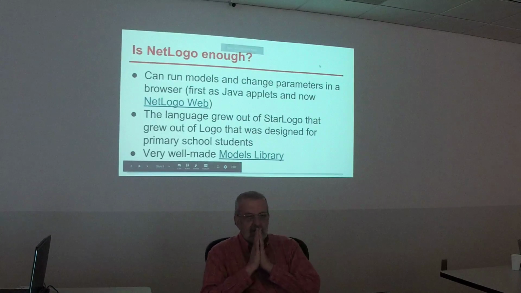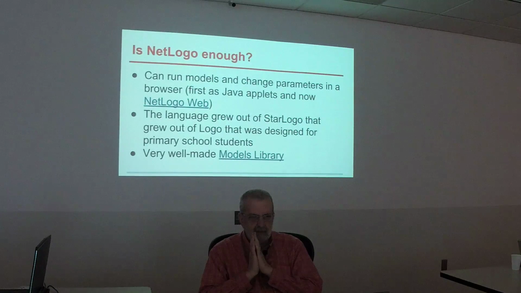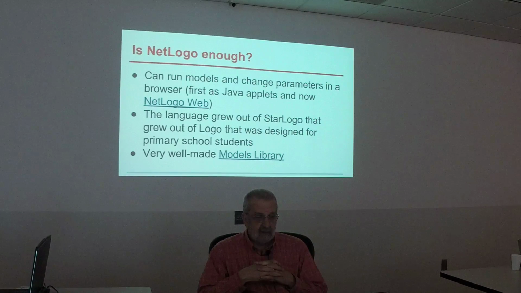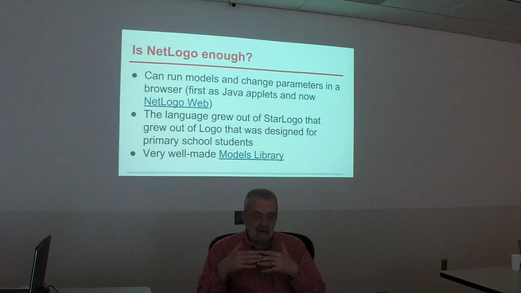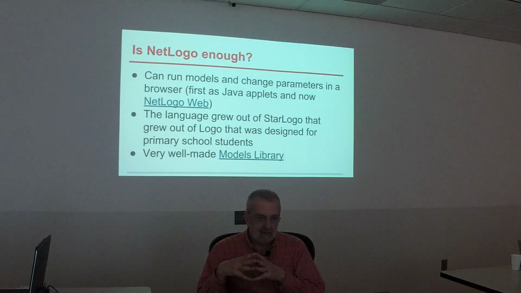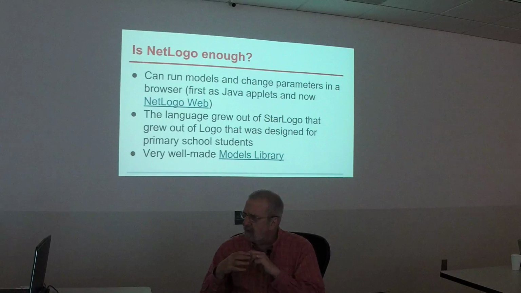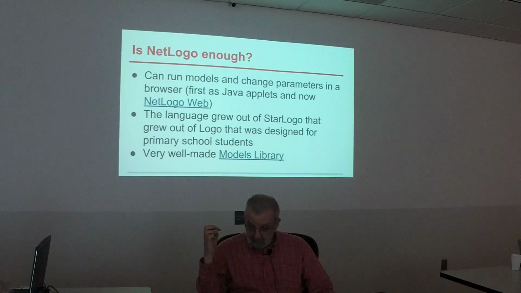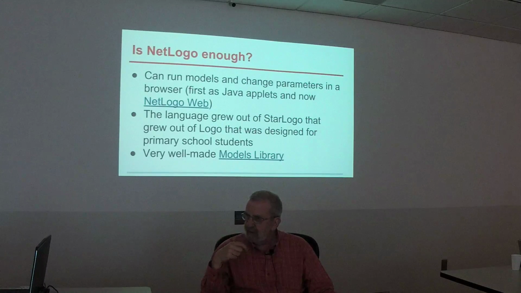So you might think that NetLogo is enough because it has all these very good properties for making it more accessible. The language itself grew out of Logo, and Logo was designed for small children and primary school students. I don't know if everybody knows what the star means in NetLogo. No? Okay. There was this computer, the Connection Machine, with 65,000 SIMD processors, and people started making Star Lisp, Star Fortran, star somebody.